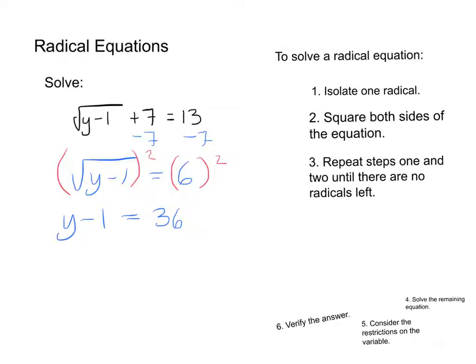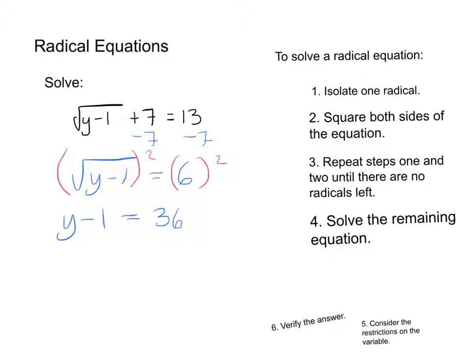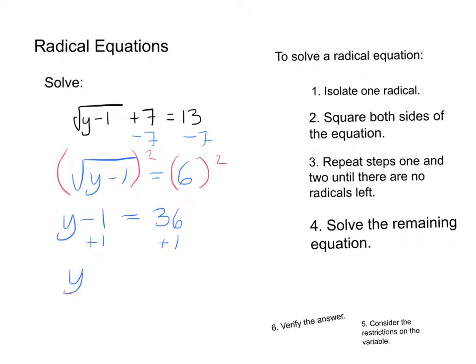And then step 4, solve the remaining equation. So you're going to have to look at the equation that's there and say, is it linear or is it quadratic? And then decide how you're going to solve it. This one's pretty easy to solve. It's linear, so just isolate the y. Add 1 to both sides. And we get y equals 37.